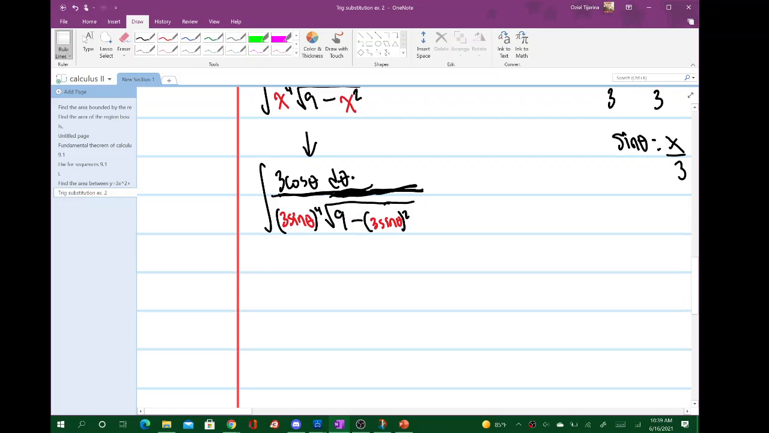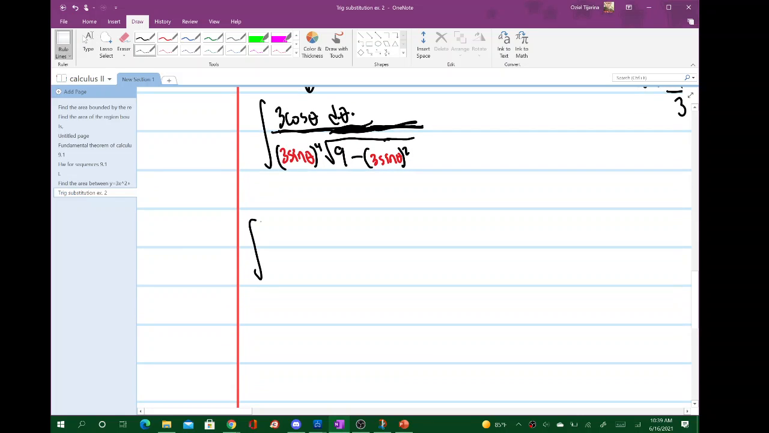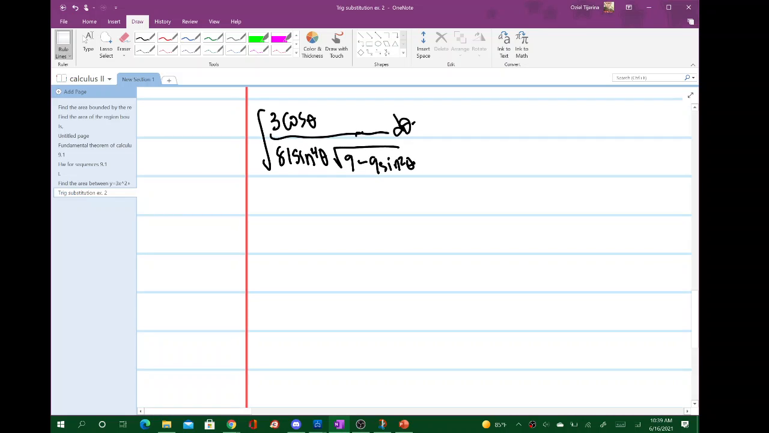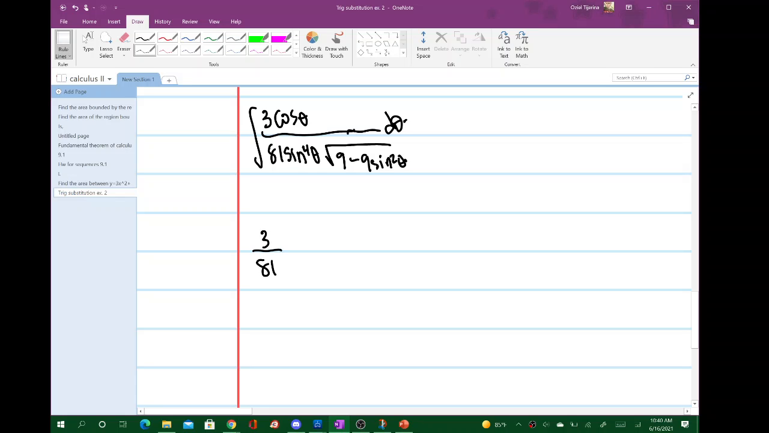So this is going to be the integral of 3 cosine theta over 3 to the 4th, which I believe is 9 squared, so that's 81 sine to the 4th of theta times the square root of 9 minus 9 sine squared theta, d theta, right? Now we can take 3 over 81 out of the integral, and we can do cosine theta over sine to the fourth of theta times the square root.